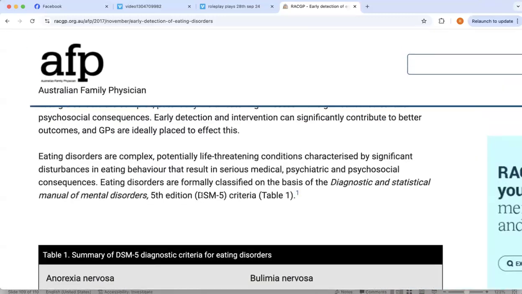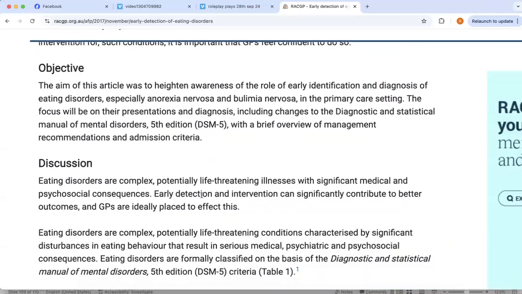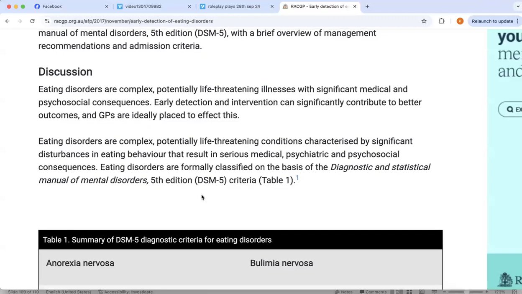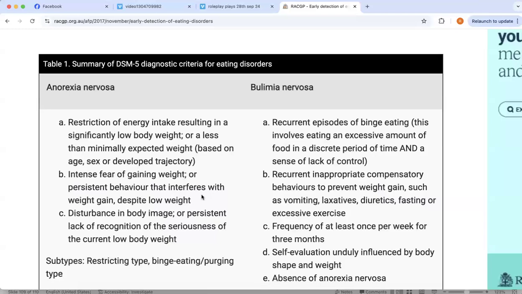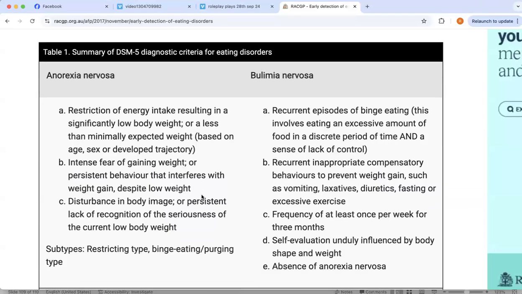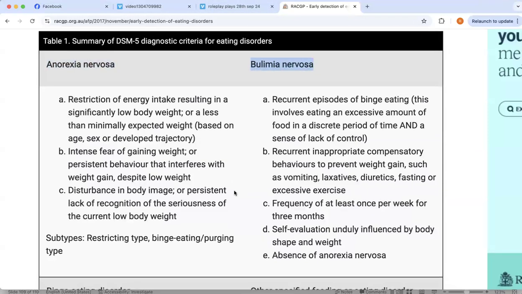Eating disorders are very complex. Sometimes they can be life-threatening, with significant medical and psychological consequences. There are lots of eating disorders, but the main things you need to know for your exam are anorexia nervosa and bulimia nervosa. It's very important to know how to differentiate between these two.